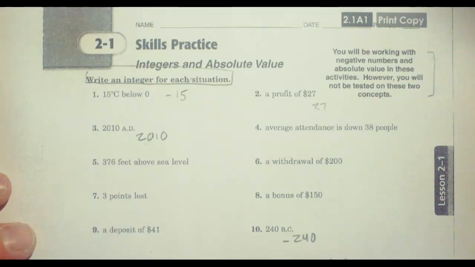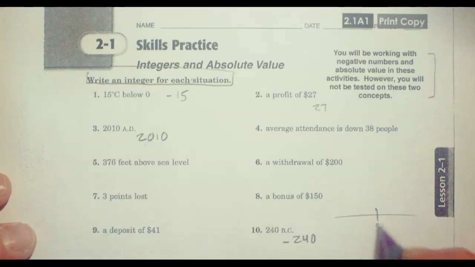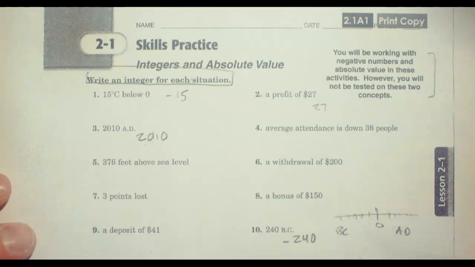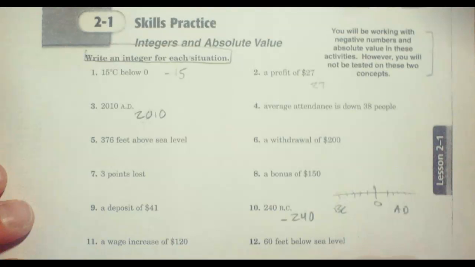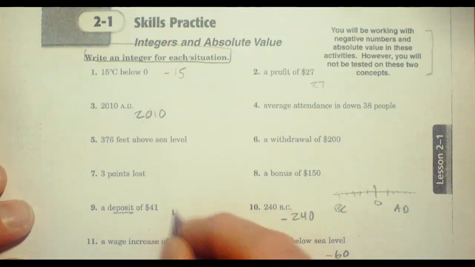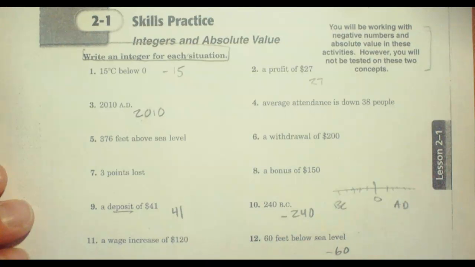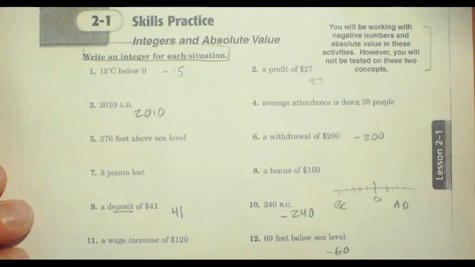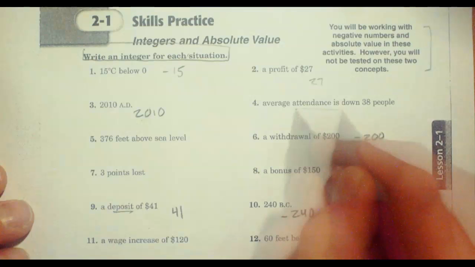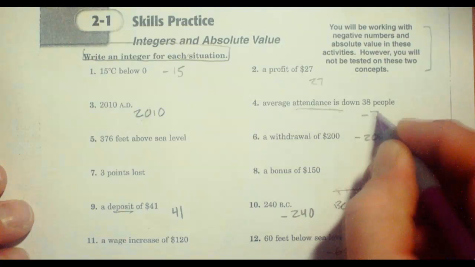of zero. Here's year zero, and here's BC. BC is over here, and this is AD. Going this way, these numbers are getting bigger. These numbers are getting bigger or more negative going this way. 60 feet below sea level, this is going to be a minus 60 because you're below sea level. A deposit of $41, this is going to be $41. A withdrawal of $200, this is going to be minus 200 because you're taking that money out. If the attendance is down 38 people, this is going to be minus 38, and so on.